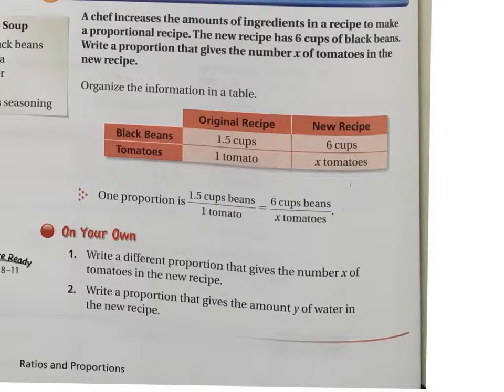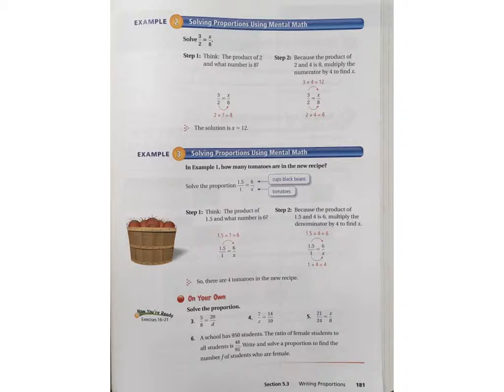I could compare straight across 1.5 cups to 6 cups, and then on the other side I could do 1 tomato to X tomatoes, or they did this by columns. Notice they compared it vertically like this: 1.5 to 1 tomato, 6 cups is equal to how many tomatoes? So there's so many ways you can work on the same thing.